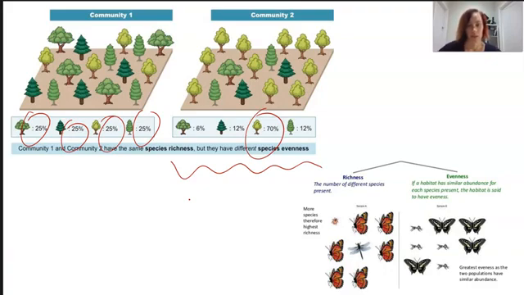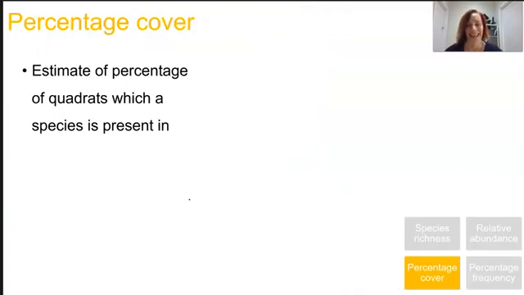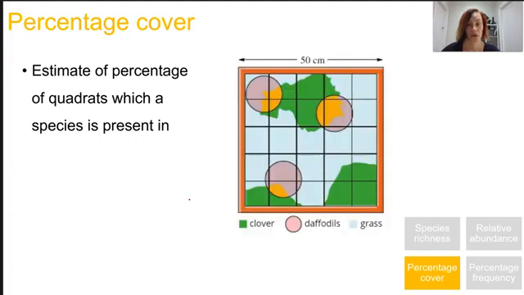Really important, again, when we talk about it, it's really hard to logistically count every single tiny blade of grass or every single plant in that situation. So we get around that by counting percentage cover. Now, percentage cover is an estimate of the percentage of the quadrats you've sampled in which the species appears, right? So essentially, is it there or is it not?